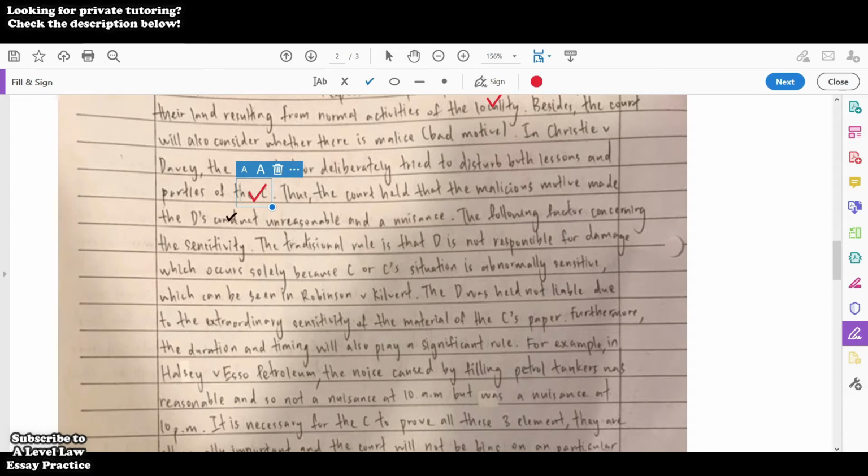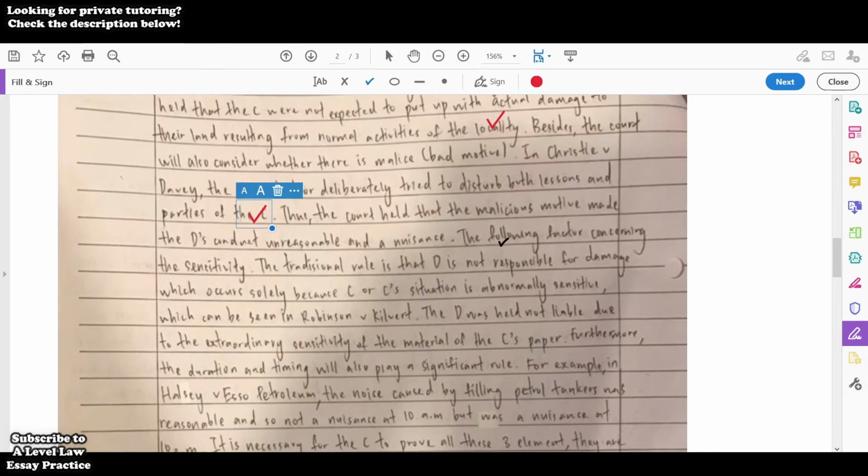The following factor concerns sensitivity. Again, this whole thing should actually be another paragraph.